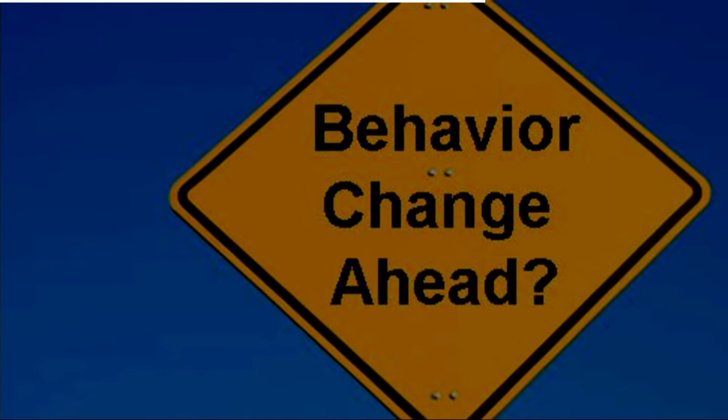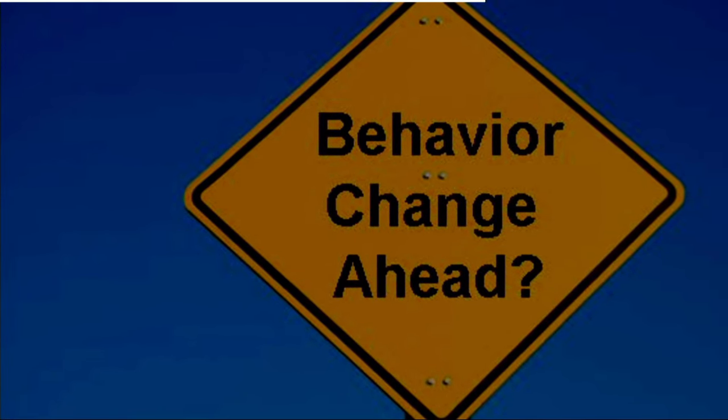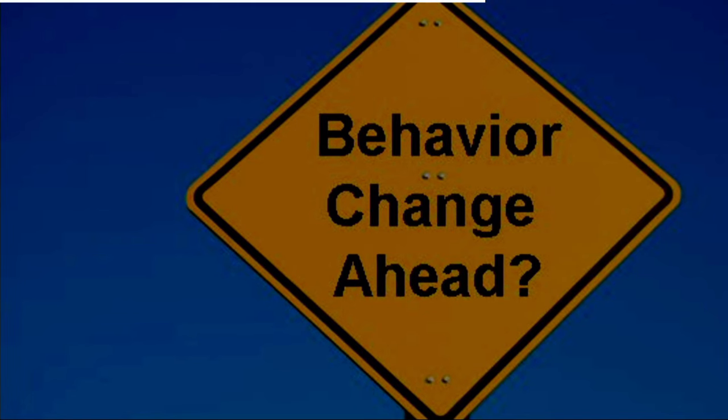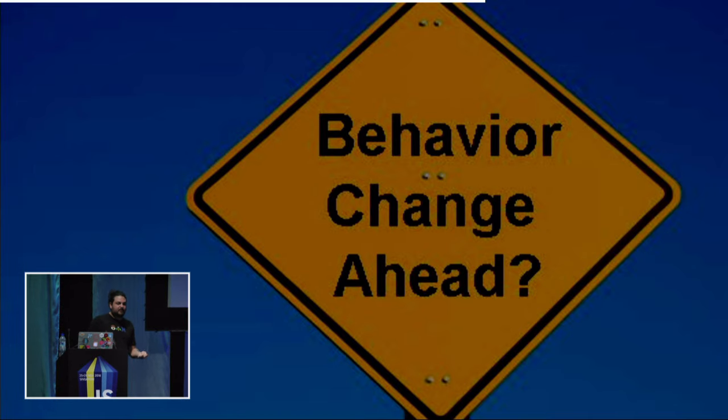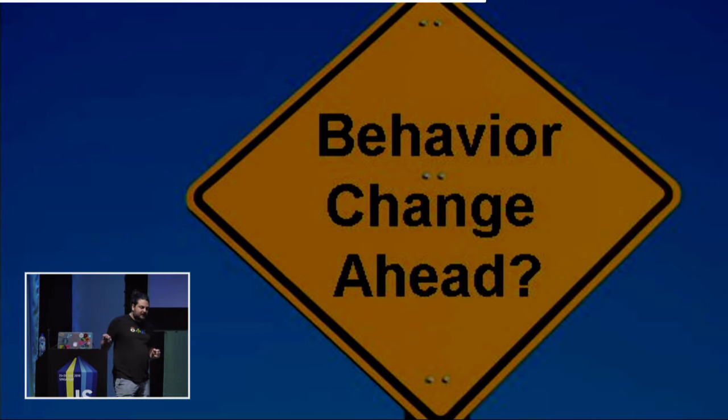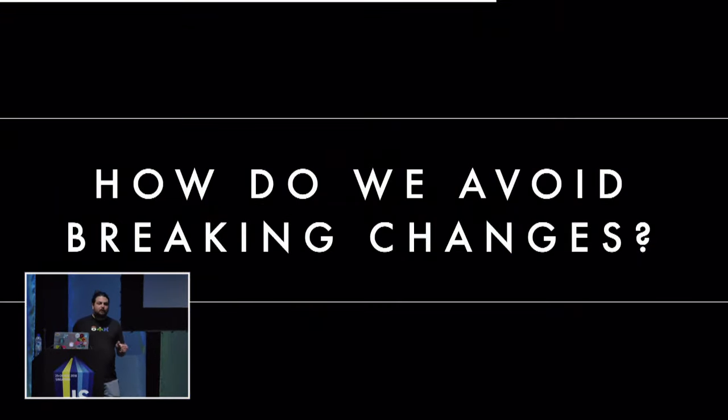So, as we talked about before, what's a semver major change? What's a breaking change? It's a change in behavior. Generally, a change in behavior is obvious, but sometimes we can be really surprised. And we're going to talk a little bit about how we figure out if we have breaking changes, and then look at an example of one that's unexpected. So, how do we avoid breaking changes?